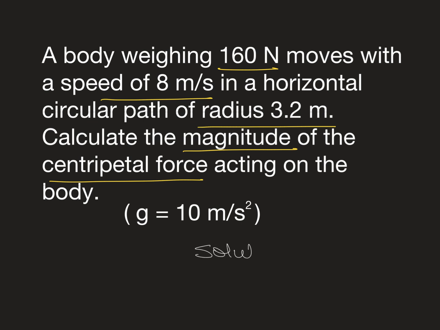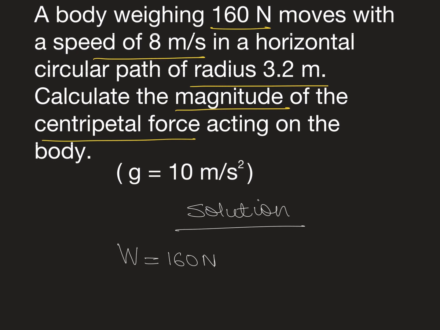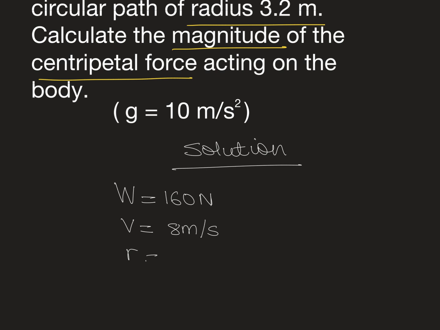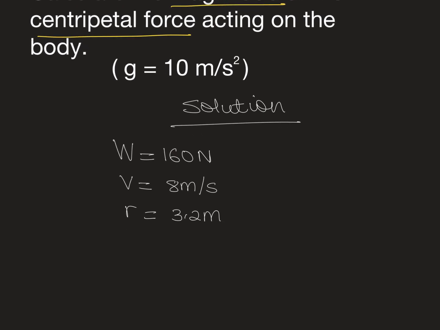Solution: the weight of the object is 160 newtons. The linear velocity is 8 meters per second. The radius is given as 3.2 meters and gravity is given as 10 meters per second squared. The question is asking us to find the centripetal force F.